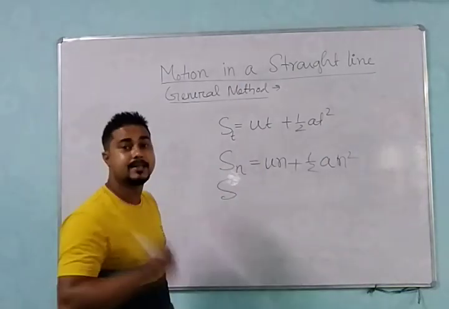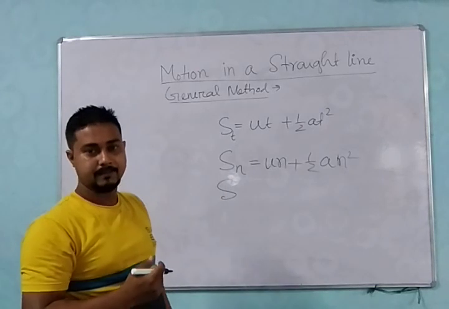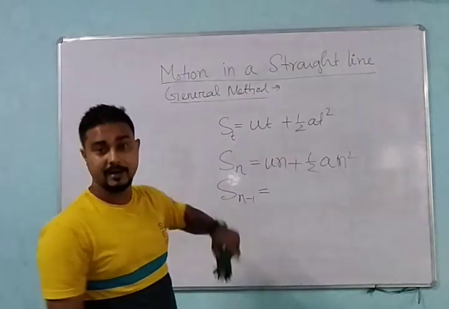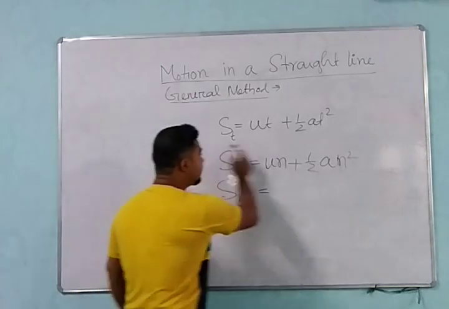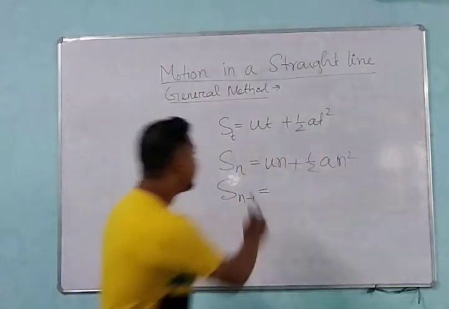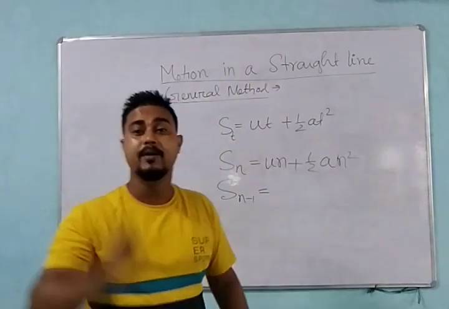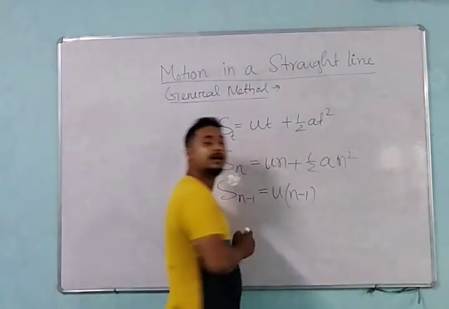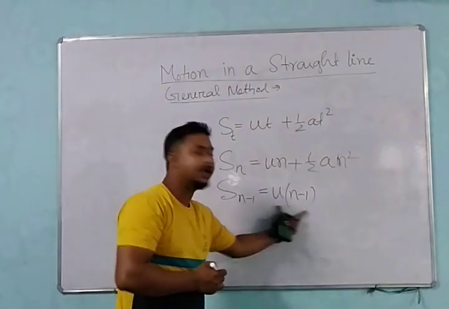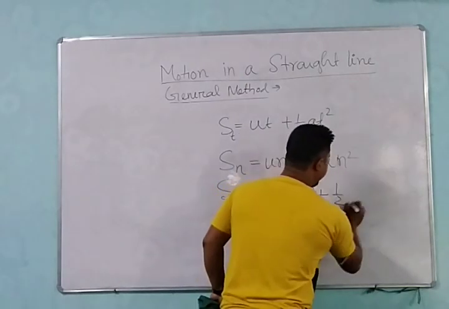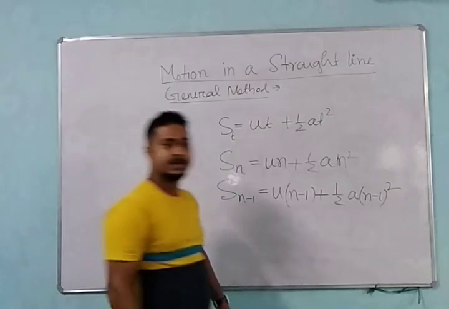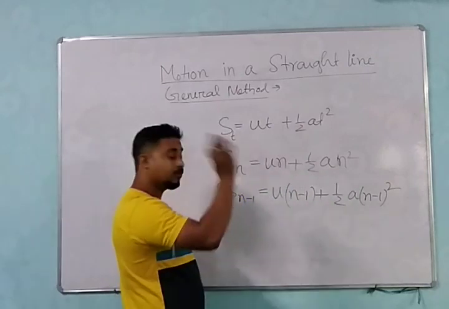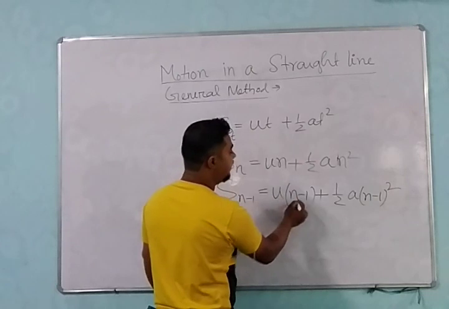Now if I say the distance traveled by the body in n minus 1 second, what will be its expression? When we took time as t second, the expression was this. When we took time as n second, the expression was this. Now if we take the time as n minus 1 second, the expression will be similar, same form: s is equal to ut plus half of a square, sn is equal to un plus half of a square. For time n minus 1 second, the expression will be u into n minus 1 plus half of a into n minus 1 square.